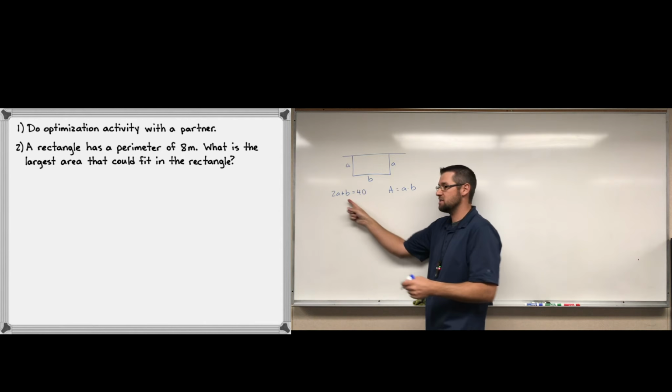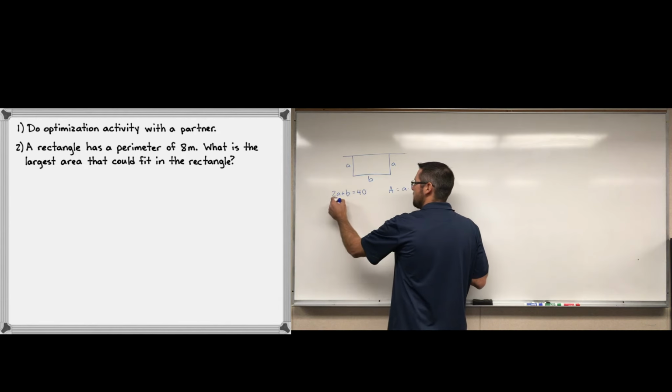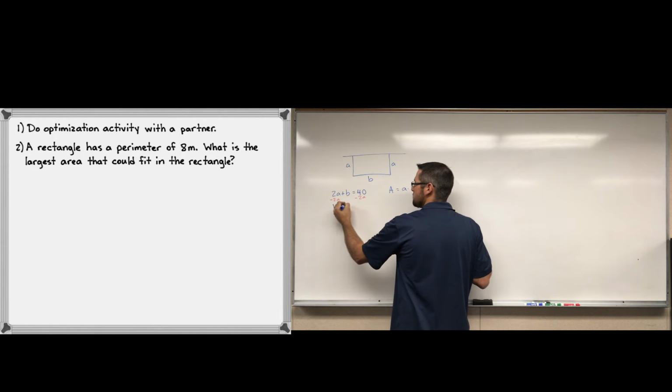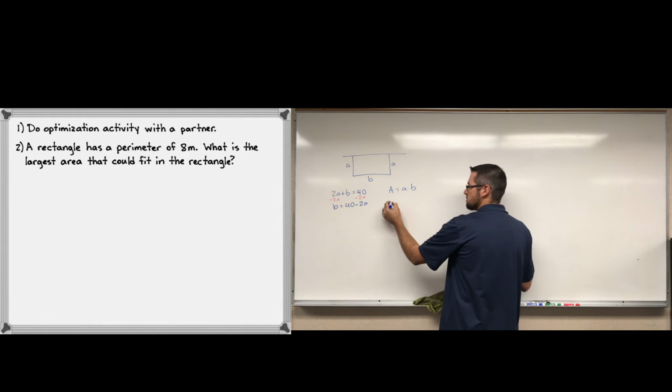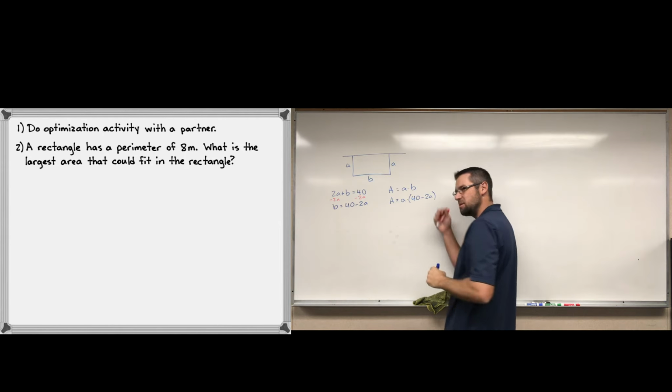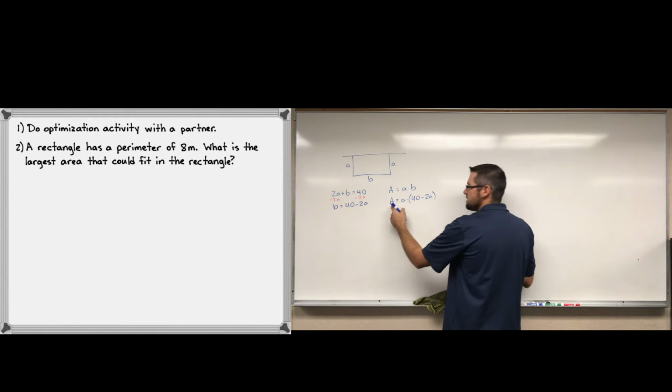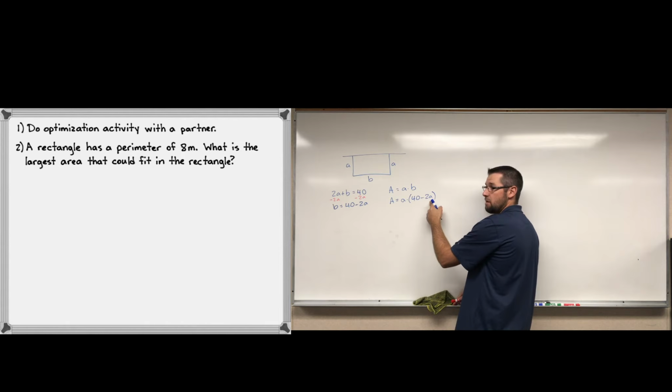Let's get B by itself here. So we'll subtract 2A, and we end up with B equals 40 minus 2A. And then what do we do with that? Plug it in. So it's big A equals A times 40 minus 2A. Now, can I simplify this a little bit? Yeah, that's probably a good idea. And notice, now we have the area in respect to just A, right?